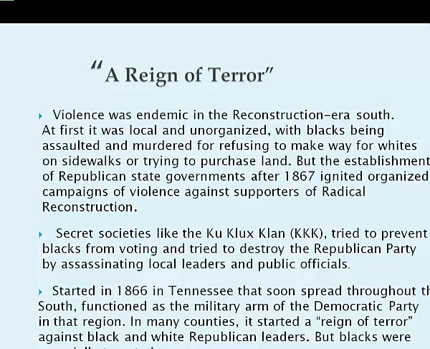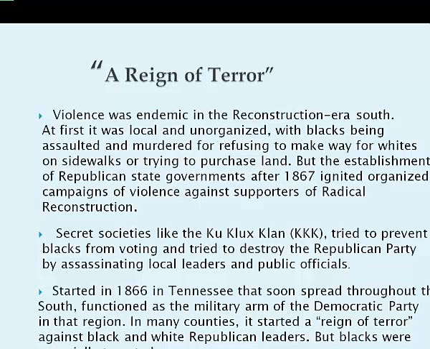Now, violence was endemic in the Reconstruction era South, in some states more than others. At first, it was local and unorganized, with blacks being assaulted and murdered for refusing to make way for whites on sidewalks or trying to purchase land. But the establishment of Republican state governments after 1867 ignited organized campaigns of violence against supporters of radical Reconstruction. Secret societies, most notably the Ku Klux Klan, tried to prevent blacks from voting and tried to destroy the Republican Party by assassinating local leaders and public officials.